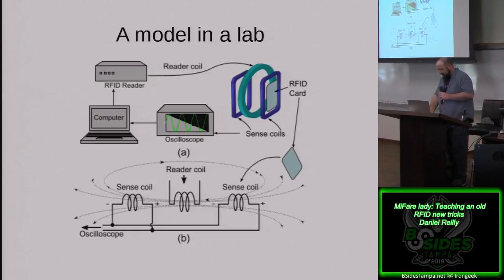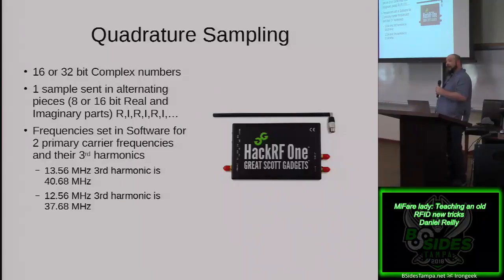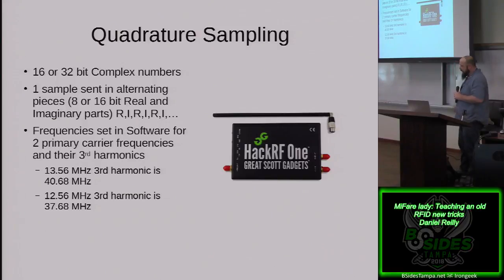That must be awesome to have a lab. What I get to work with is a HackRF One. It's not quite a vector network analyzer, but it will do. So we can get 16 or 32-bit quadrature sampling out of that.